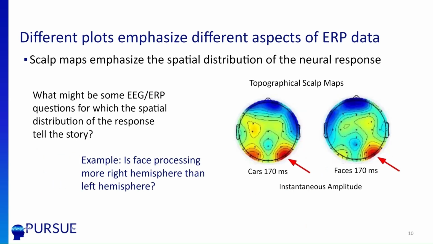Topographic scalp maps emphasize the spatial distribution of a neural response. These show the electrical distribution of the scalp at single points of time or at a time interval. You may ask yourself, what are some EEG/ERP questions that topographical scalp maps answer? I personally went over this figure before, but one question these scalp maps answer is if face processing happens more in the right hemisphere than left hemisphere.